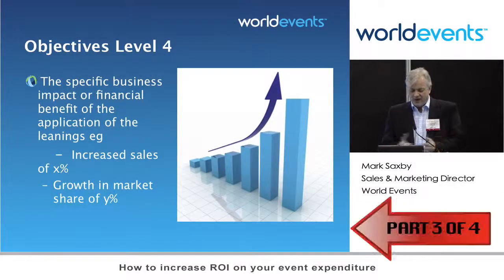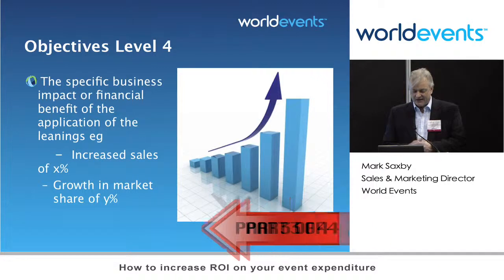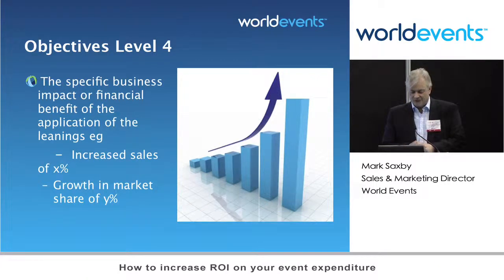So at level 4, here we're talking about the business impact. Again, the objectives you might set are that, for example, you want to see increased sales of 5%, say, growth in the market share of 3%, increased upsell of services to yield a further £25 million worth of revenue, whatever is appropriate to the organisation.